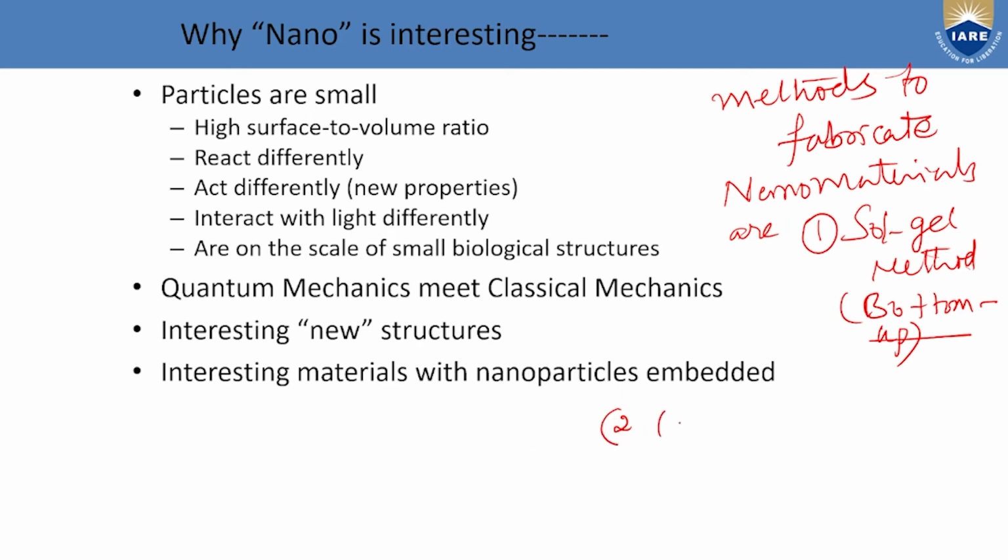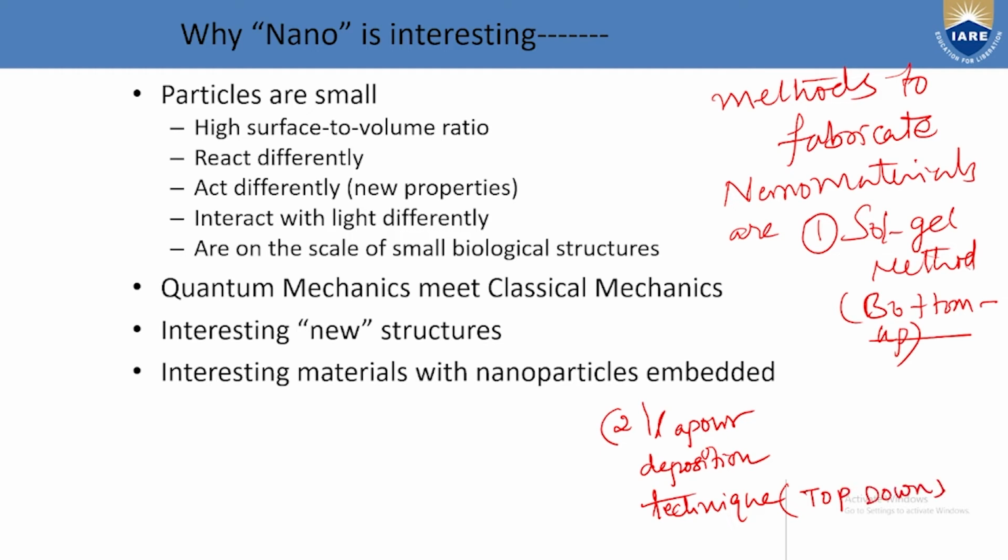And another method to fabricate a novel nanomaterial is the vapor deposition technique, which is also called the top-down process or top-down approach.